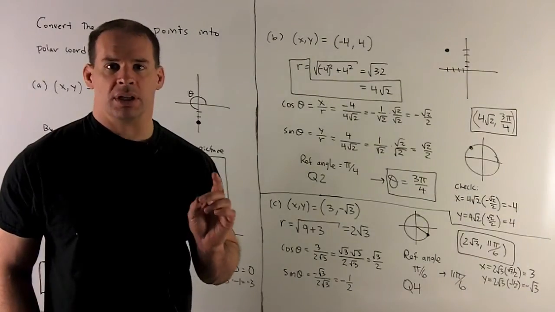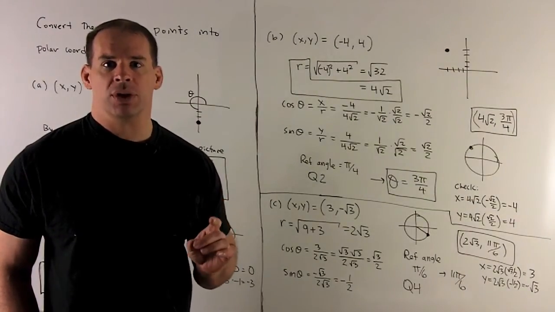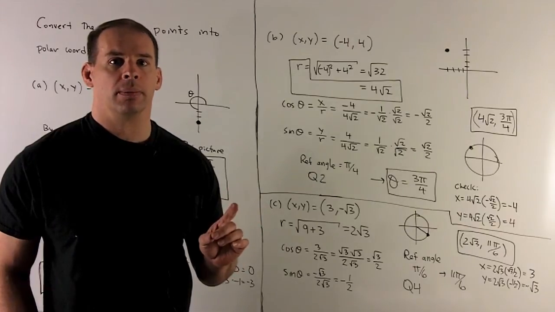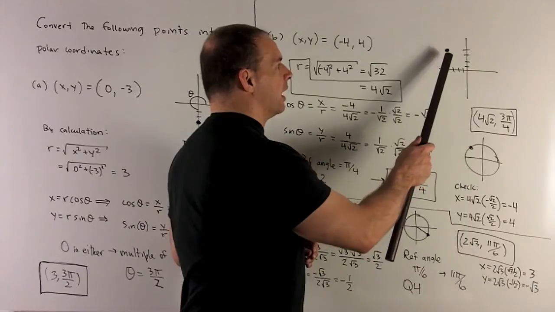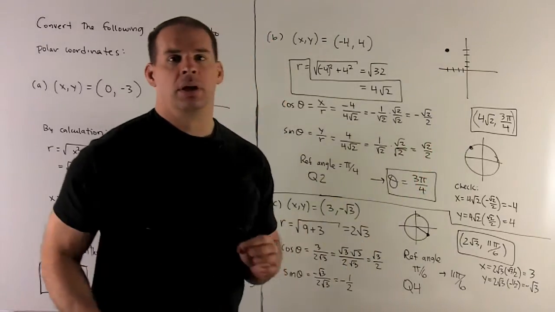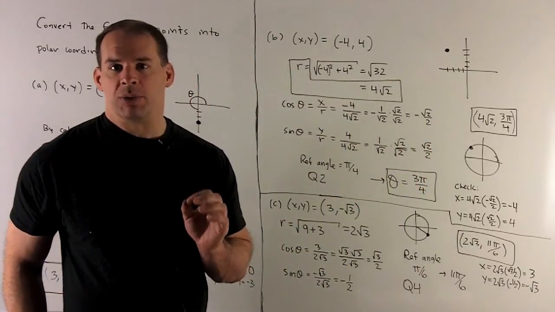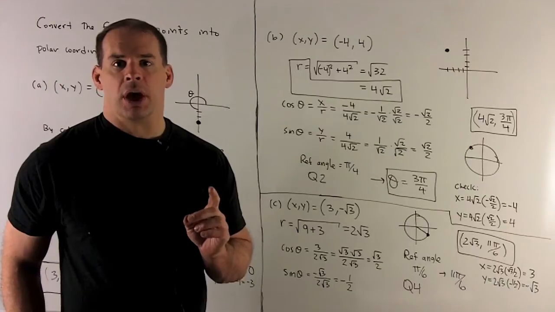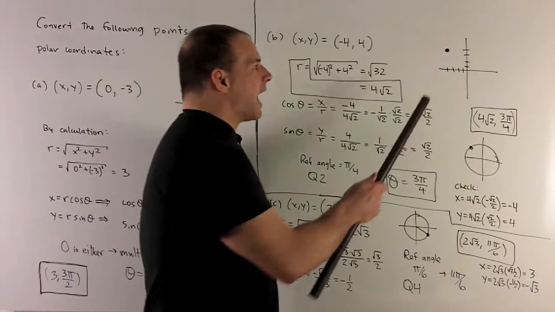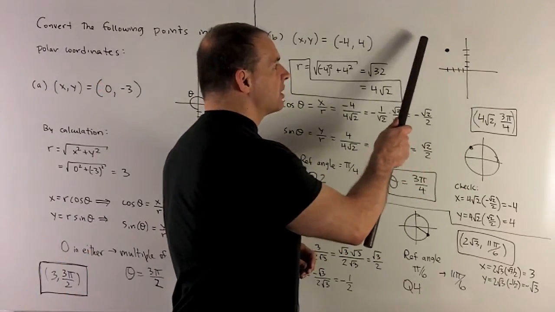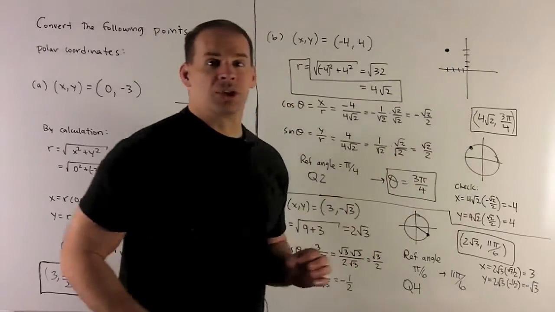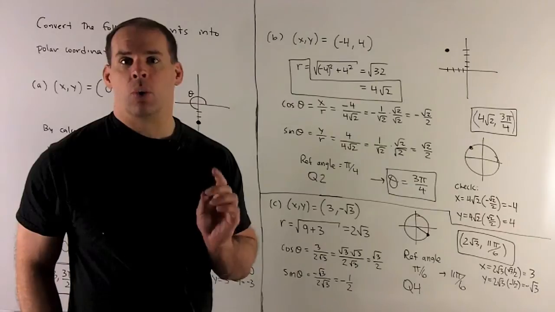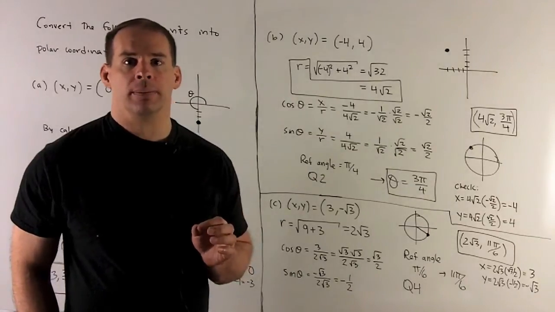Next point, this one's a little bit tougher. (x, y) equals (-4, 4). So if I plot my point in the plane, I'm going to go back 4 and then up 4. Again, I can get this one pretty much by observation. So if you note, we're on the line y equals -x. So we're going to have 45 degrees, 90 degrees. Our angle is going to be 135 degrees or 3 pi over 4.